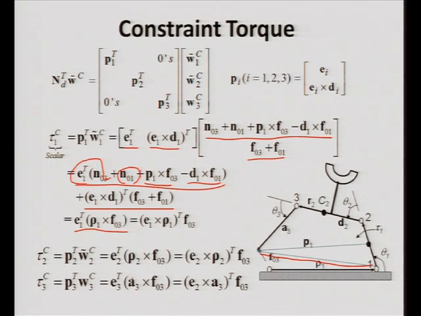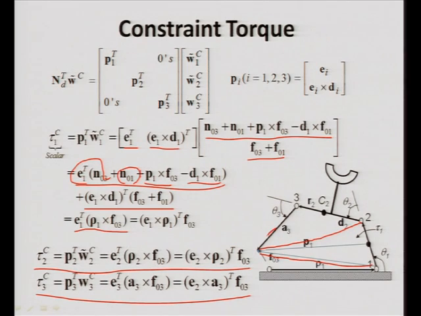and now similarly if you find out the other two components of the constraint, tau 2 C will be this and tau 3 C will be this. So, rho 2 will be from here to here, and then rho 3 will be from there to there. Okay.